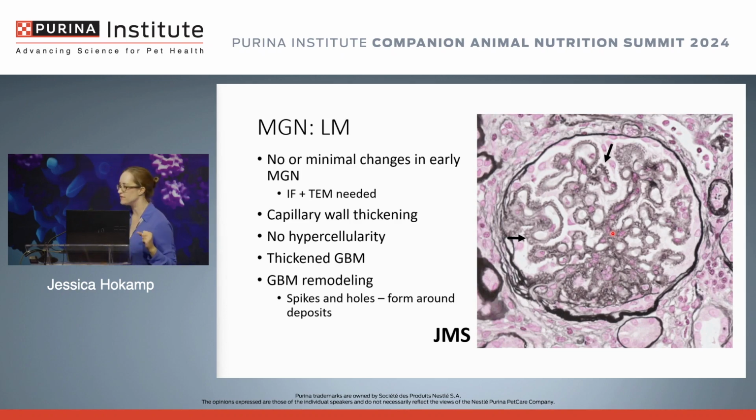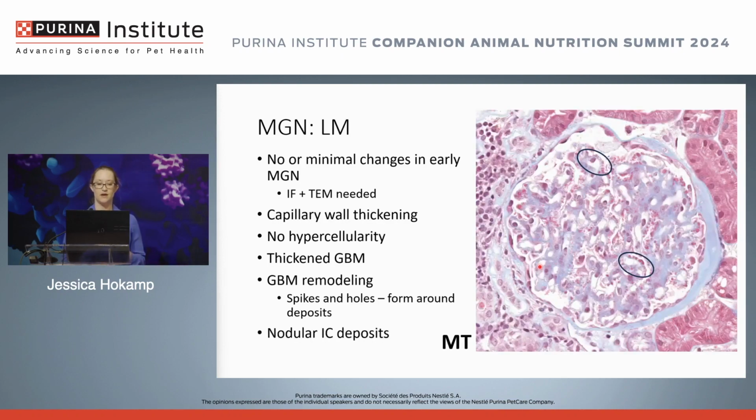This is fascinating, I love these pictures from Jones' stain, where we actually see production of spikes and holes around the immune complexes that have been deposited. So when I have one that is a pure membranous glomerulonephritis, we will see these little spikes that are developing around those immune complexes that are embedded in the basement membrane, and sometimes these little holes. Hopefully you can see those little notches there. And this is all remodeling around those immune complexes.